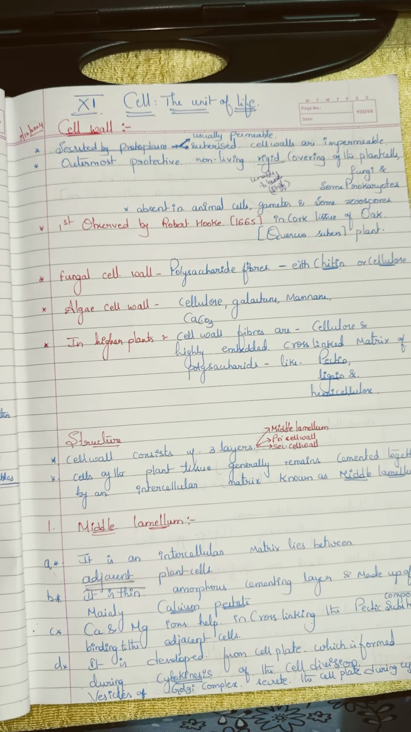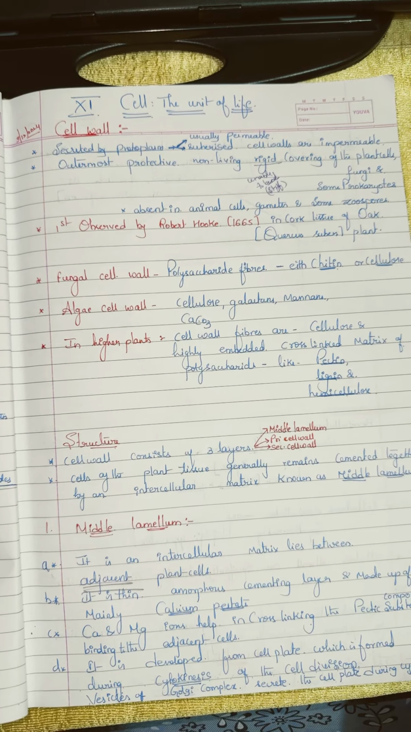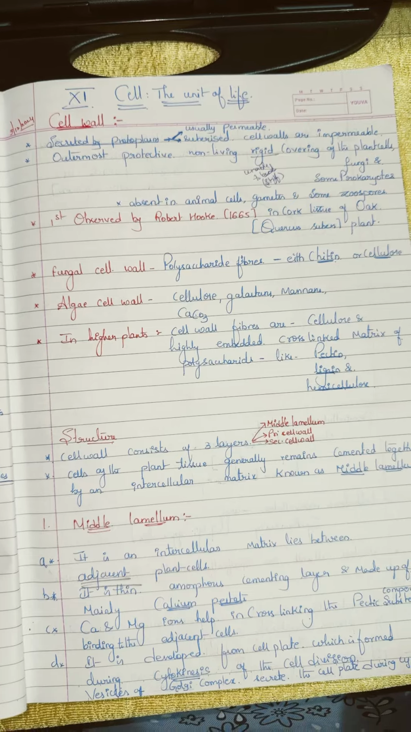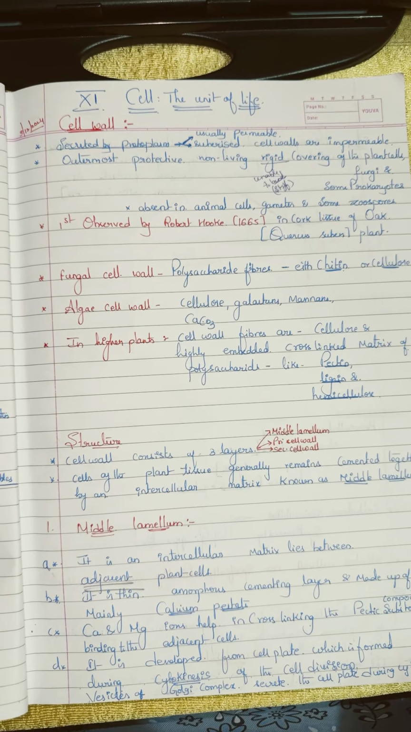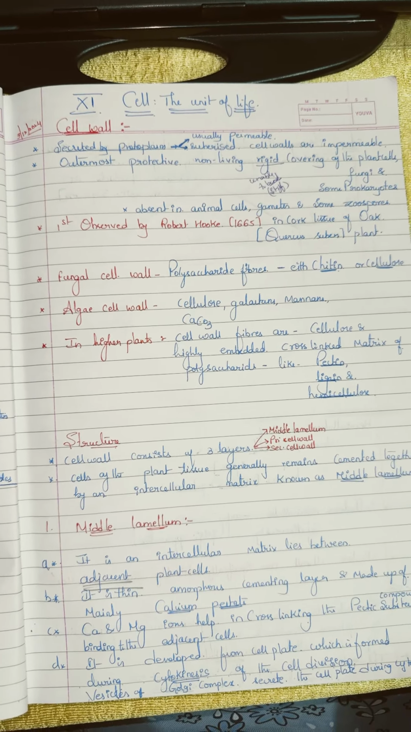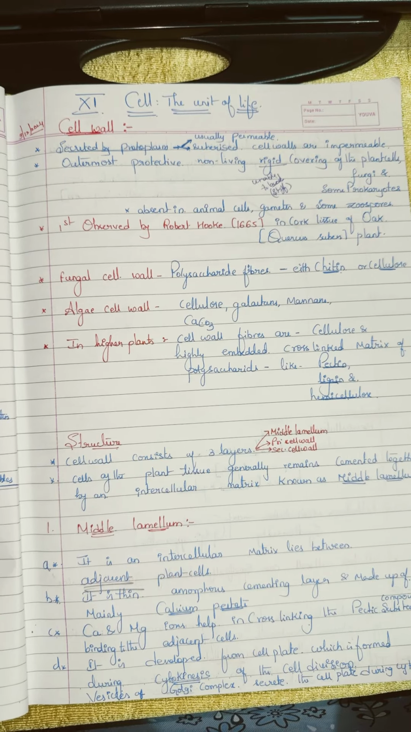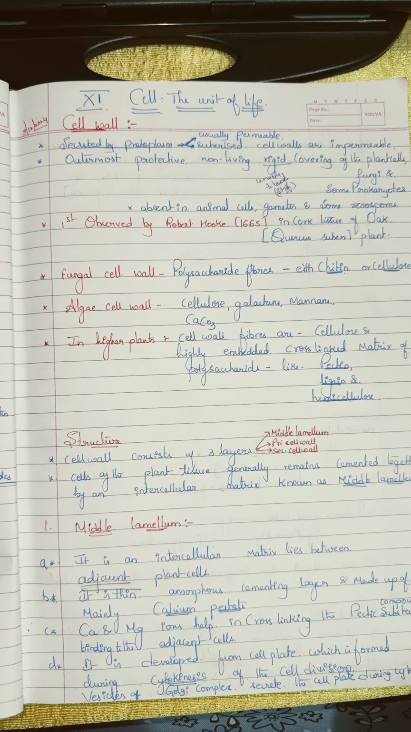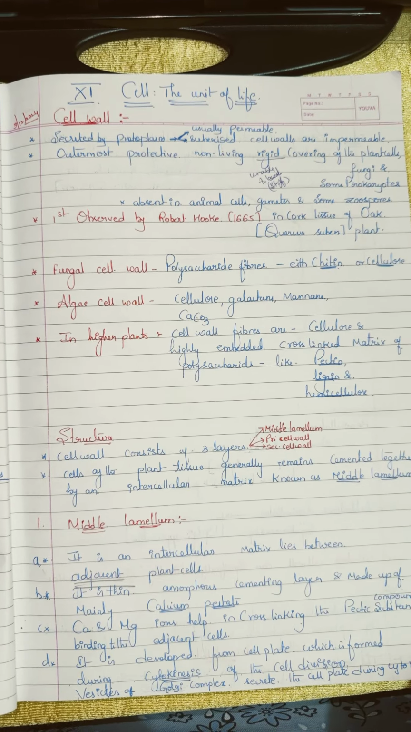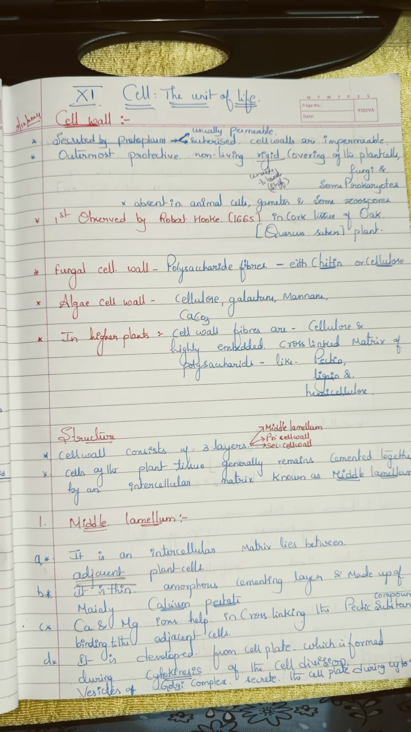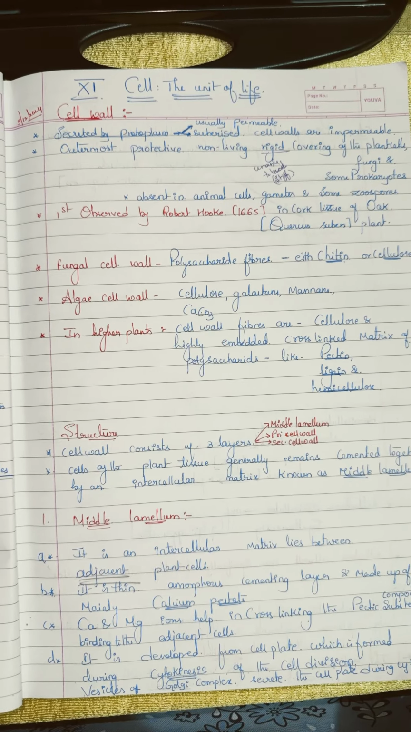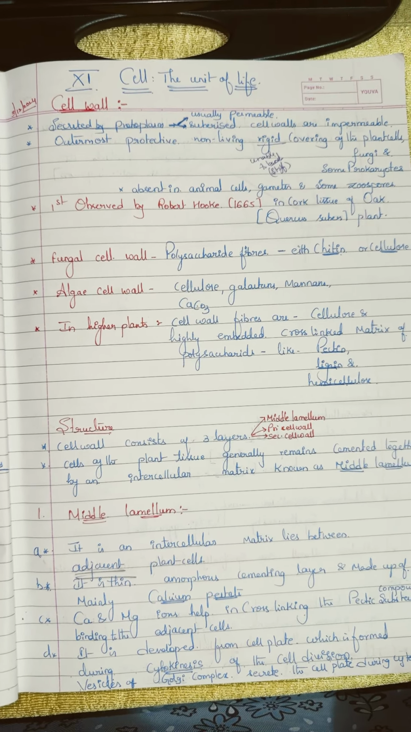So the cell wall is actually secreted by the protoplasm, and is usually permeable, though suberized cell walls are also present, which are impermeable. It is the outermost protective layer, and it is a non-living, rigid, that means very stiff in nature, covering of the plant cells, fungi, and also some of the prokaryotes. Now, it is absent in the animal cells, gametes, and some of the zoospores.